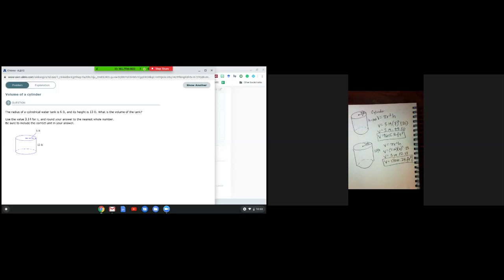Oh, so cool. All right, the next thing we're talking about is this. This is a rectangular pyramid.